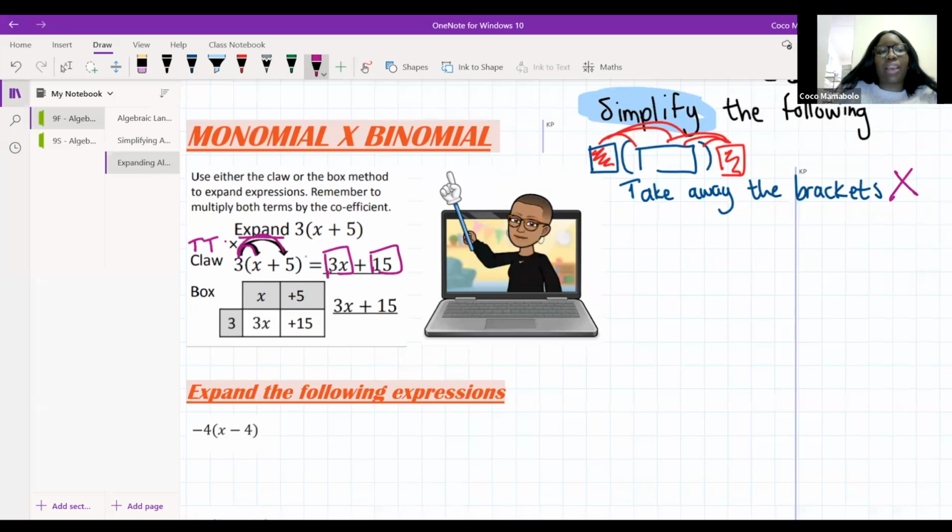Now, I want you guys to take note of the fact that this positive over here in the middle belongs to the 5.